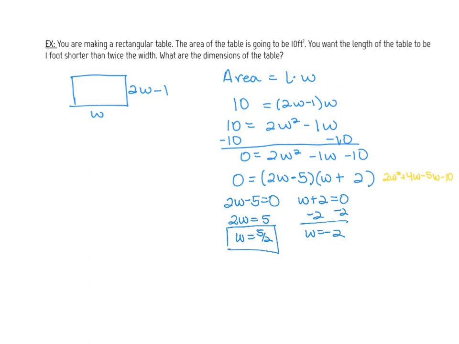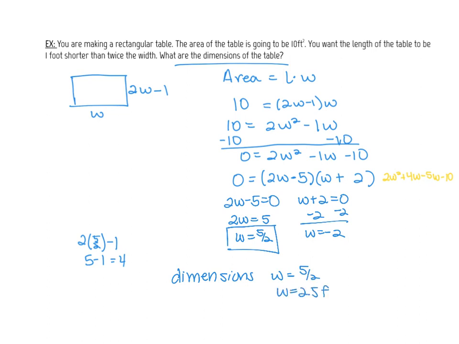And if I take this w equals 5 halves and substitute it in, because we need to find the dimensions of the table, we know that 2 times 5 halves minus 1 equals the length. So we would get 5 minus 1, so the length is 4. So my dimensions of my table are the width equals 5 halves, or 2.5. You could write it either way. And these are feet. And the length equals 4 feet. And that's how you solve by factoring.